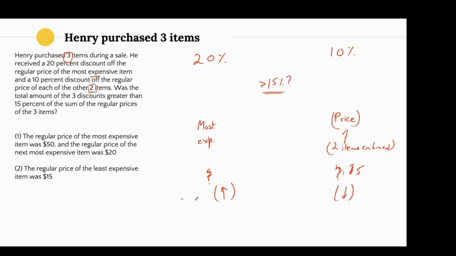When this 20% figure is significantly has a higher price? Yeah, it's significantly higher compared to the other two items. Or basically the sum of the other two items should be less than the single most expensive item. Right? Basically, the price on this side should be more than the price on the other side, the overall price. Okay. Now, are we getting that from the second statement?